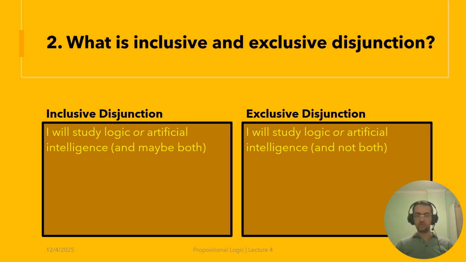Question 2. What is inclusive and exclusive disjunction? It means that we can use disjunction in two meanings. In the first meaning, I can say that I will study logic or artificial intelligence and maybe both of them. In this meaning, I've used inclusive disjunction. But in the exclusive disjunction, I cannot take both of them. For example, I must say that I will study logic or artificial intelligence and not both of them.